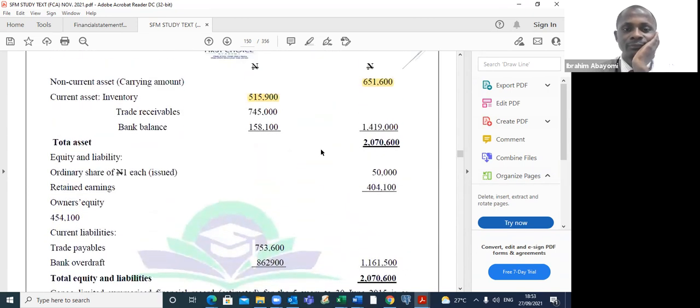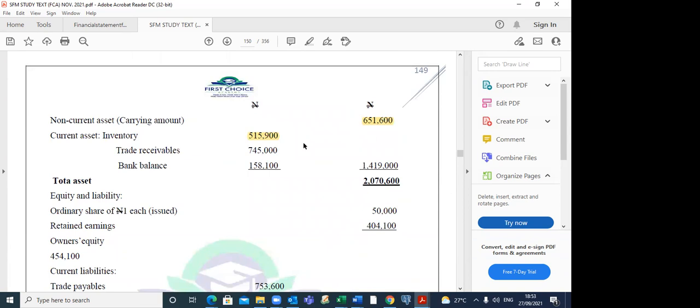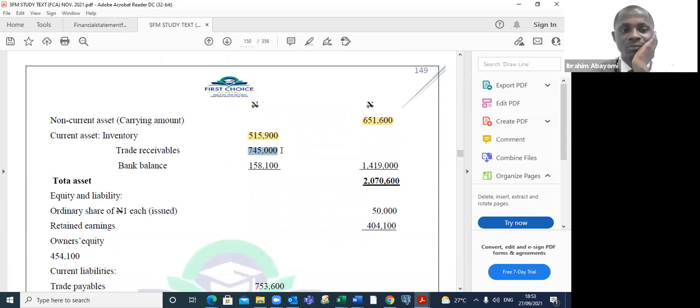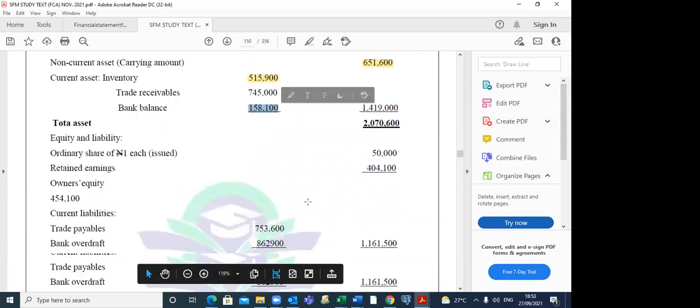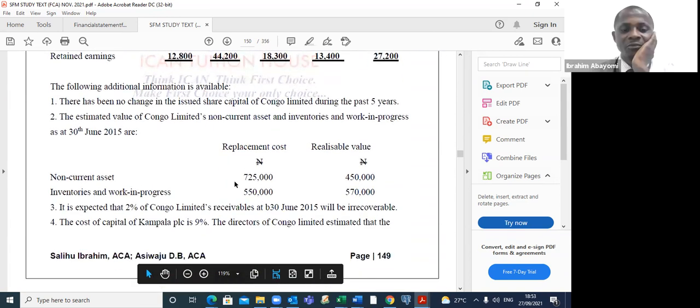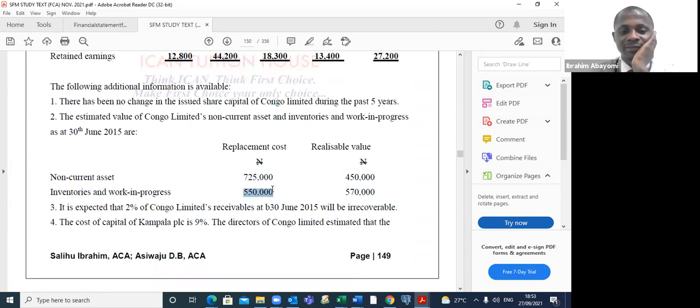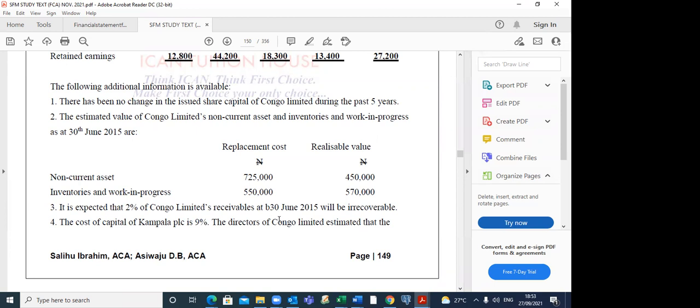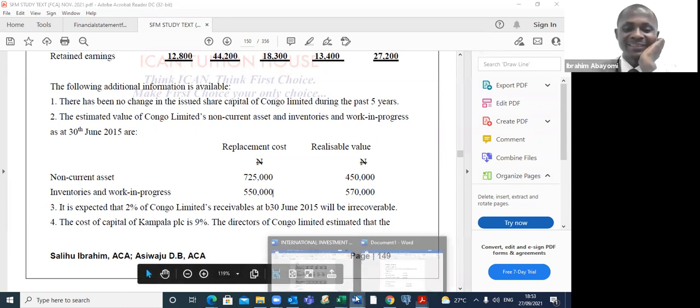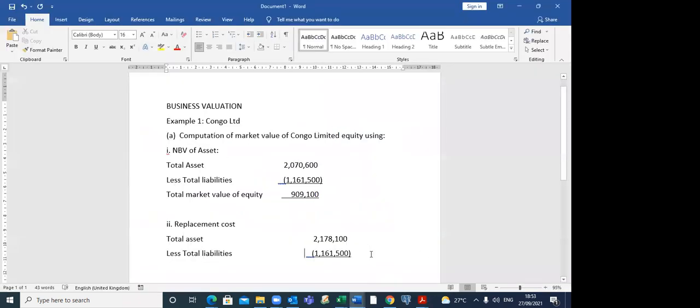This is it now. They gave us the added replacement cost. We added trade receivable and bank balance, then plus replacement cost for non-current assets and replacement cost for inventories. Non-current assets and inventories have replacement cost, so you will not use their net book value. You use their replacement cost instead. Do you understand? I don't want to be going back and forth trying to get details, and in the exam it is not required.